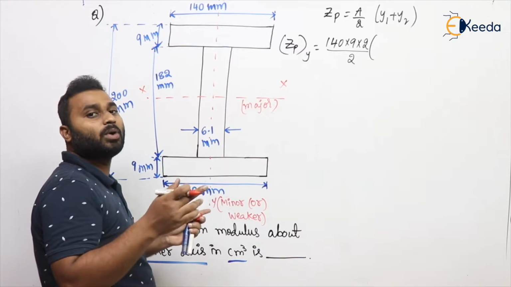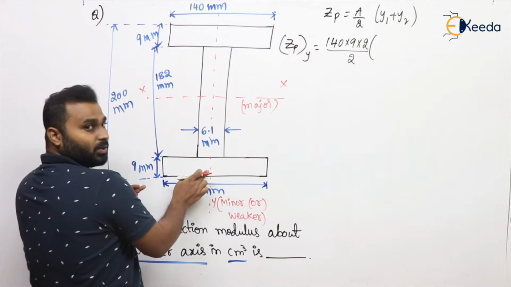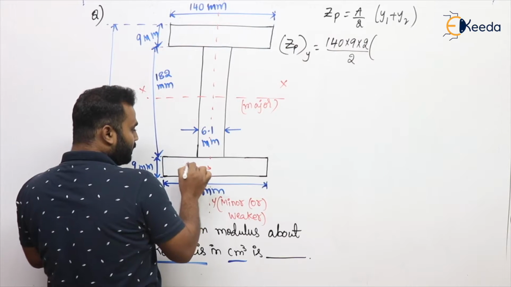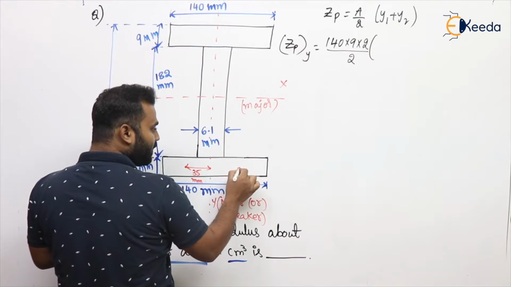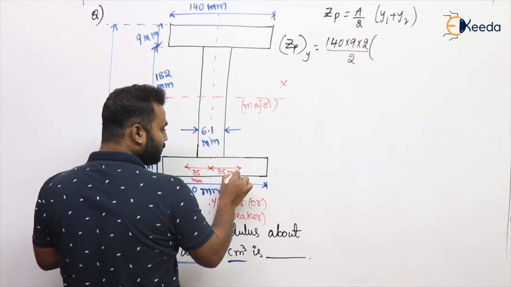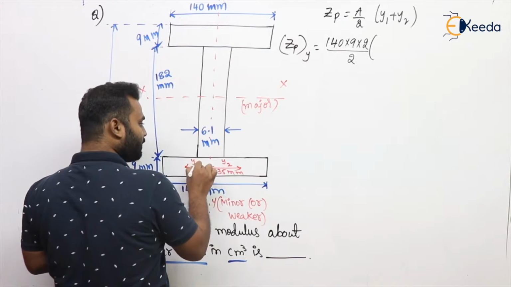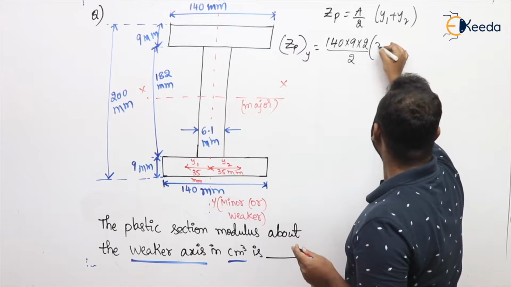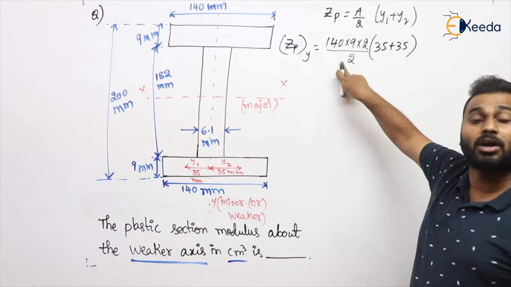Now y1 and y2 are nothing but the centroidal distance of that particular area from the plastic neutral axis. So how much is the centroid distance? Here where the CG lies, this is 35 mm. In the same way, here where the CG of this area lies, this is y1 in this case, y2 in this case, and this is y1 in this case. Clear, everyone? So 35 plus 35. This is the plastic section modulus for the horizontal rectangle.